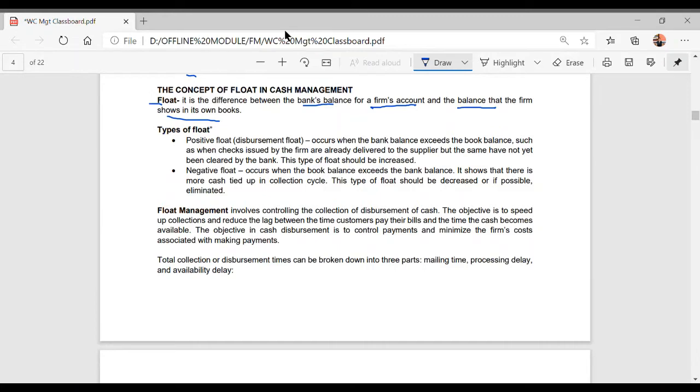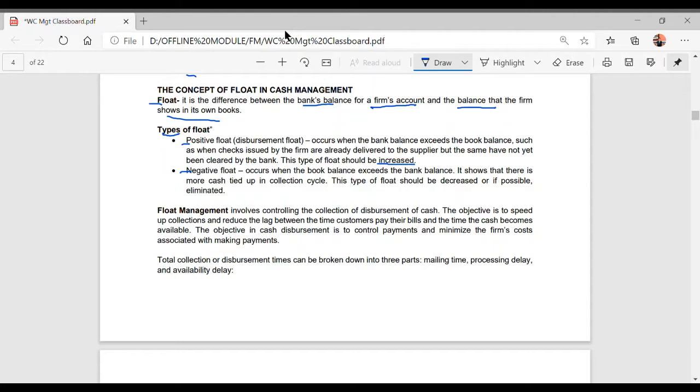So there are two types of float. We have the positive float and we have the negative float. So the positive float or a disbursement float occurs when the bank balance exceeds the book balance. Mas dako pa ang bank kaysa sa book. Such as when checks issued by the firm are already delivered to the supplier but the same have not yet been cleared by the bank. So this type of float should be increased.